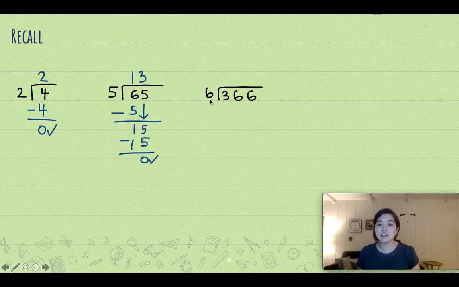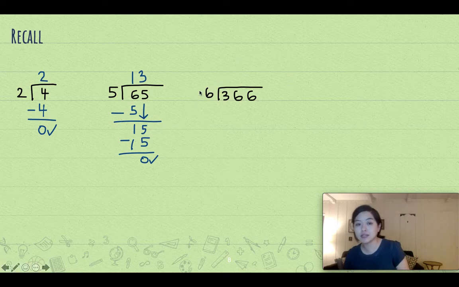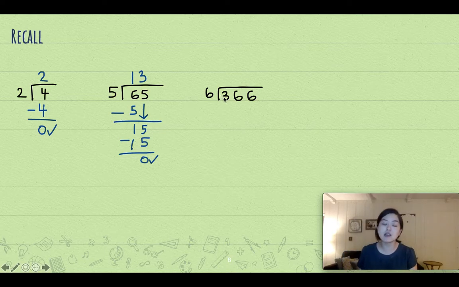Alright, let's look here. Can I do 6 times a number gets me 3 or close to 3? No. There's no whole number where we can multiply it by 6 and it'll give us 3. So let's look at 6 times what gets you 36 or close to 36. Actually, 6 times 6 gets you 36. That's perfect. So 36 minus 36 is 0.